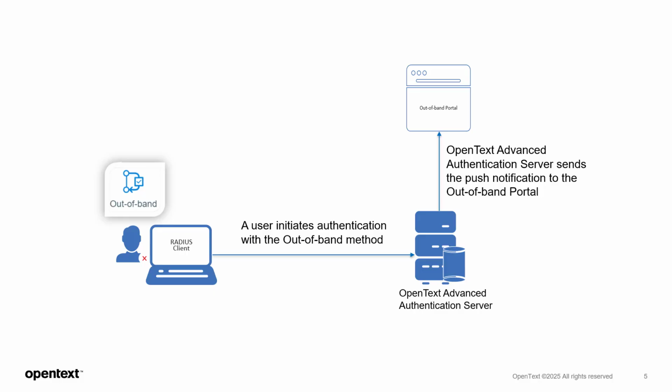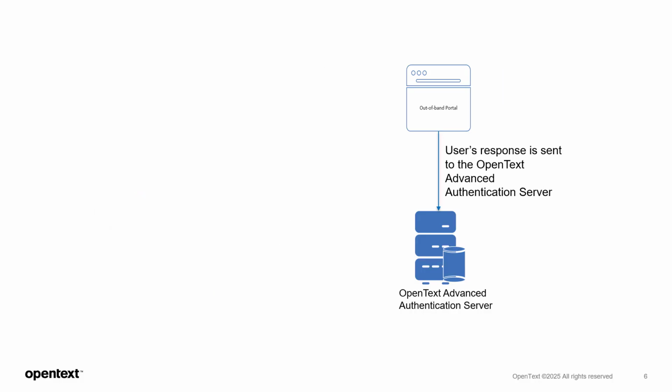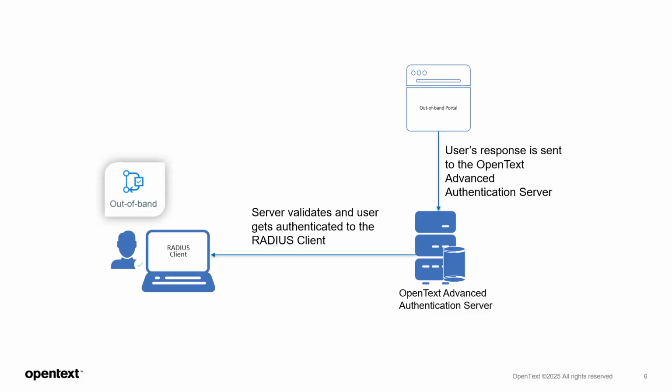The user has to succeed the chain tagged to the out-of-band portal to log in. For example, fingerprint method. The user then accepts the push request on the out-of-band portal. The response is sent to the OpenText Advanced Authentication server that in turn authenticates the user to the Radius client.